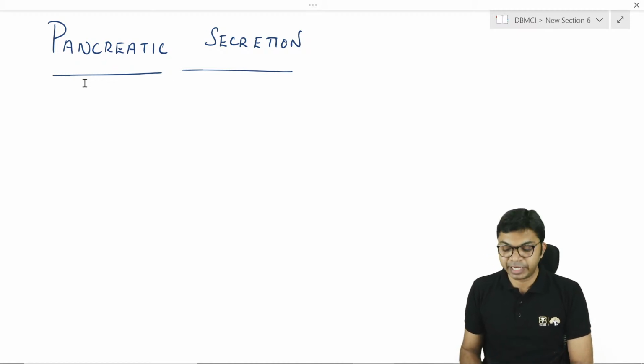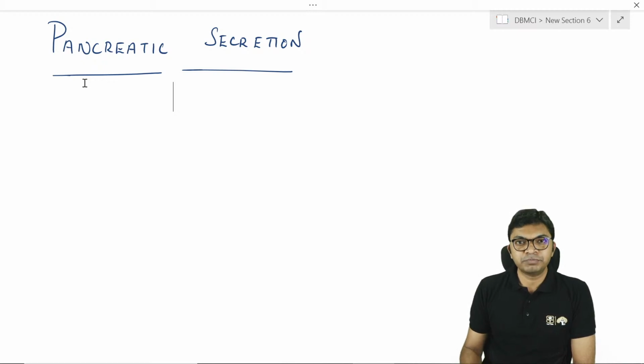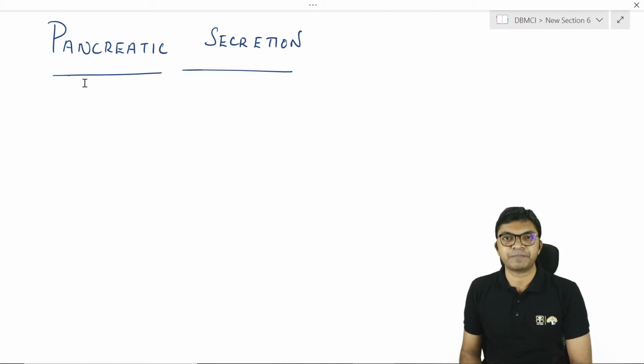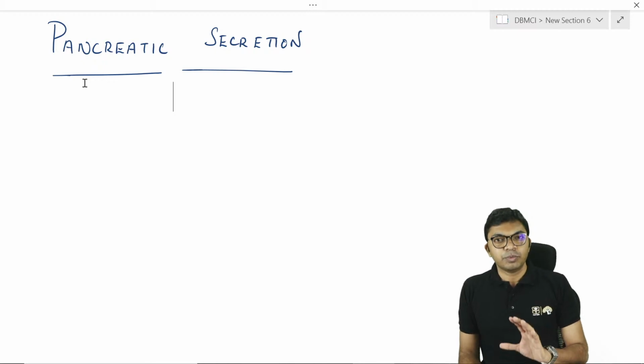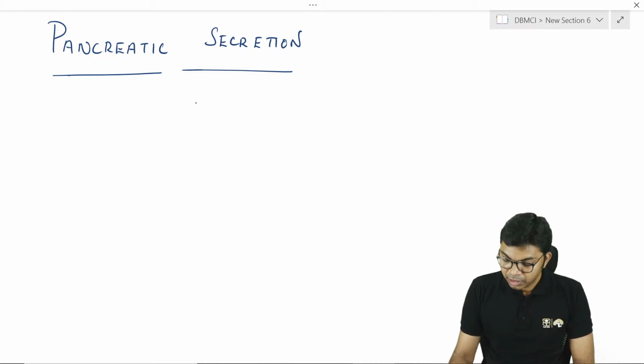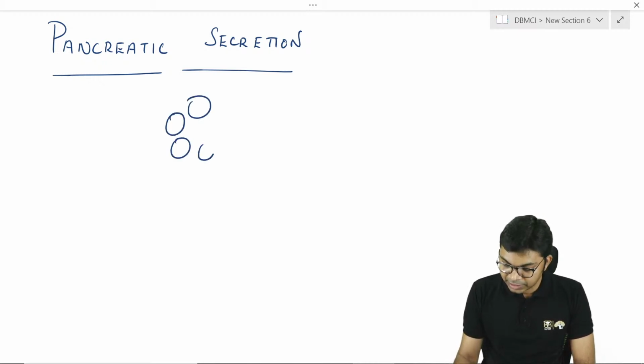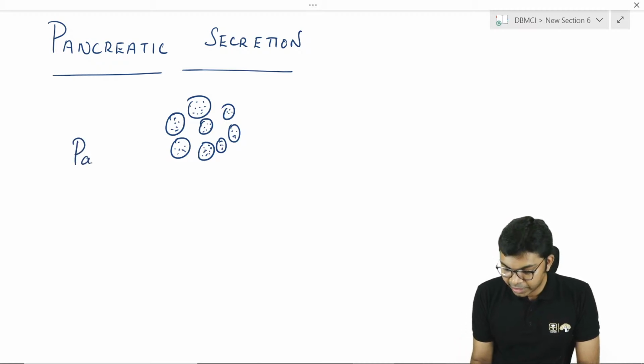When it comes to pancreatic secretions, we are going to observe two kinds of secretions from the pancreas. Even though they are enzymes, the exocrine part of the pancreas produces two kinds of secretions. Let us start with the acinar cells. Alright, we have pancreatic acini that produce enzymes. So let me take this as pancreatic acini.